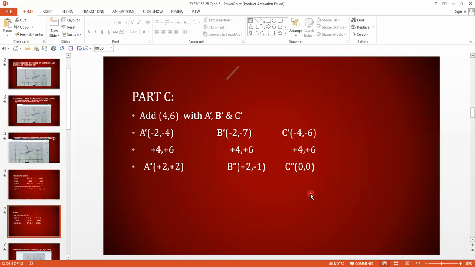The coordinates are: from A double prime we have 2 and 2, for B double prime we have +2 and -1, and then we have C double prime that is 0 and 0. Clear? And I will show it on the graph also.